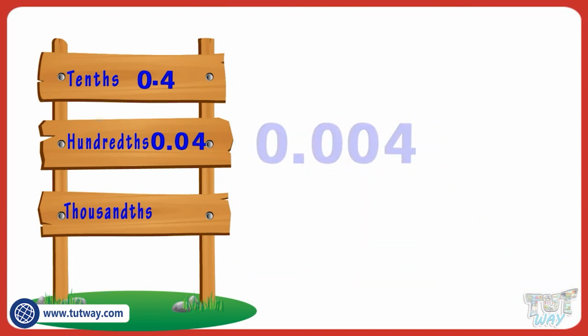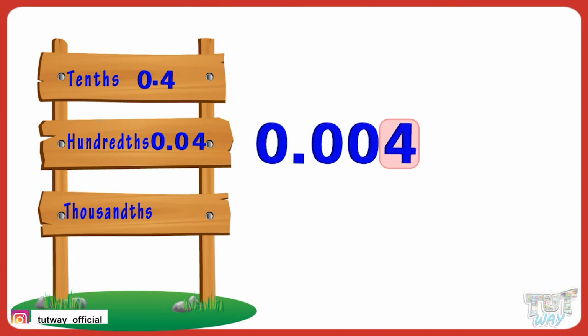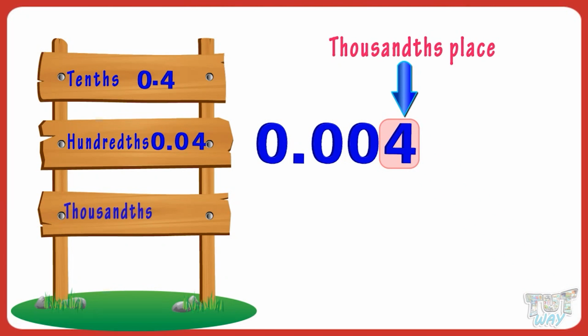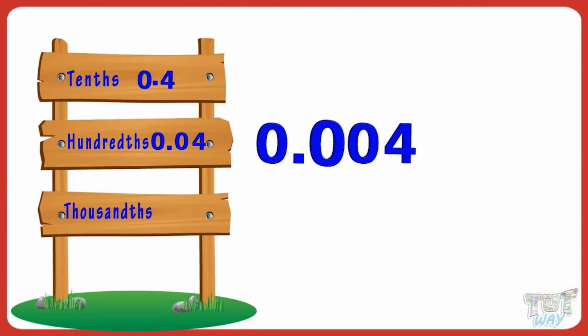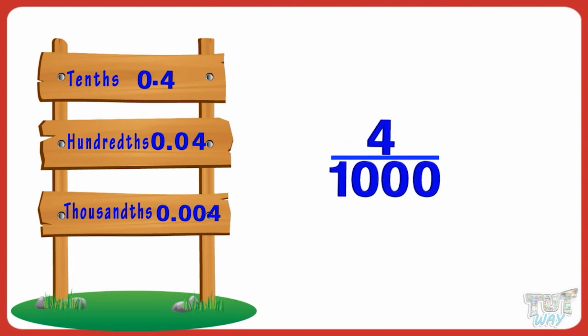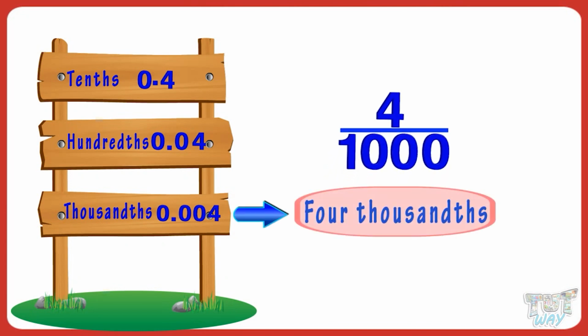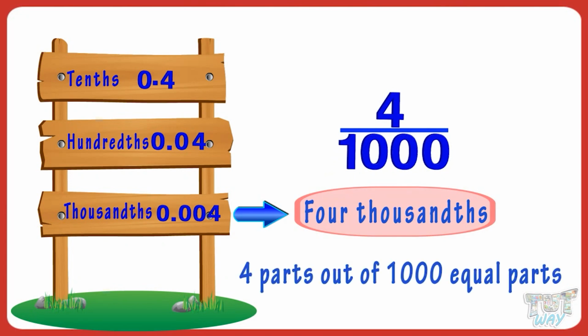Now kids, what's the third place to the right of the decimal? Would be called thousandths place. It is called thousandths place. 0.004 or 4 by 1,000, we name it as 4 thousandths. And it represents 4 parts out of 1,000 equal parts.